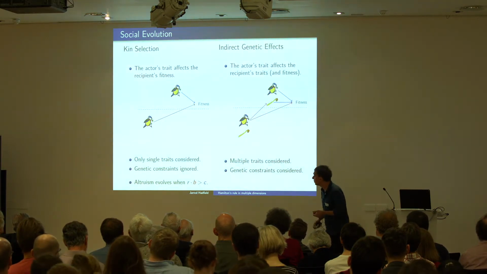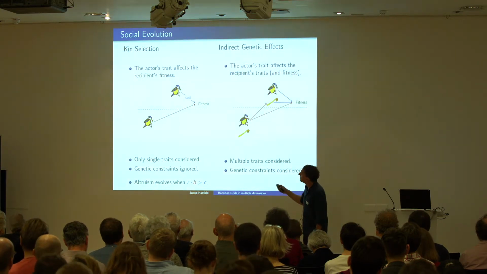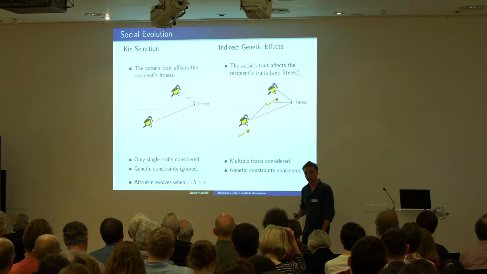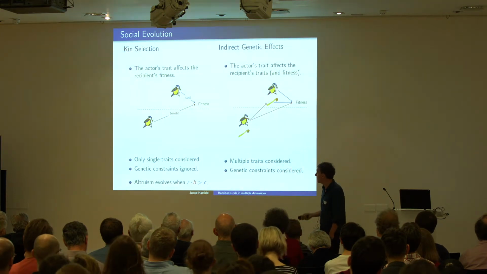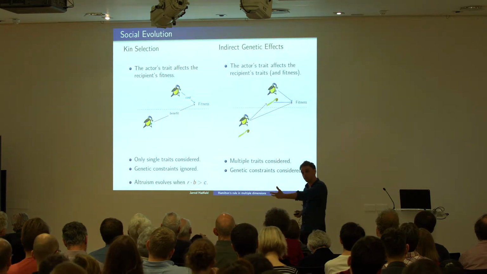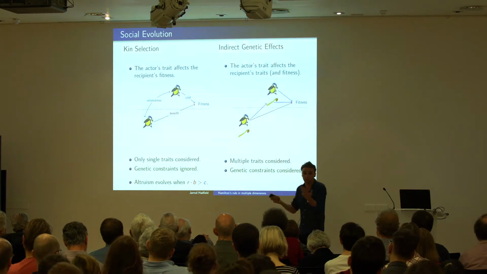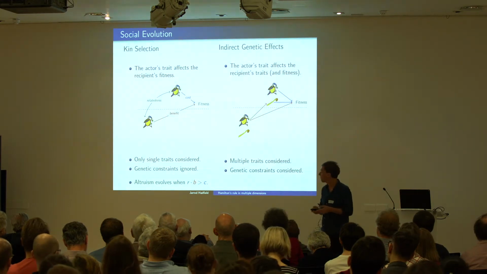So for those that aren't familiar with Hamilton's rule, we define the cost as this blue arrow, a negative effect of provisioning on your own survival. The benefit is a positive effect of provisioning on the recipient's fitness. And then this is the relatedness between the two individuals, which might be a half if it's parent-offspring.